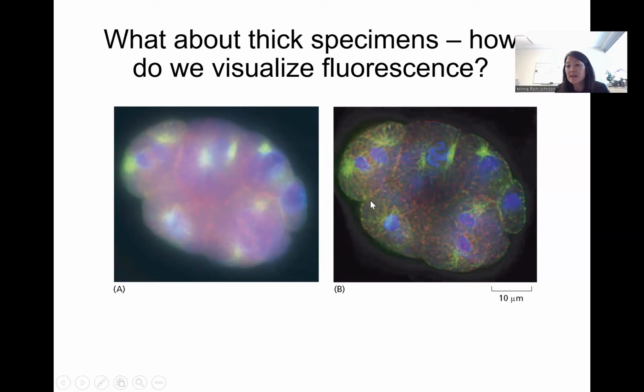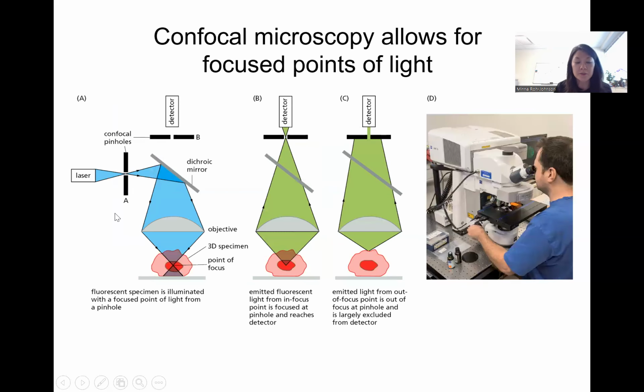What you can use instead is a technique called confocal microscopy that allows you to remove all of that out of focus light. And then you can resolve an image like this, which is taking a single slice through that embryo. So how does that work?